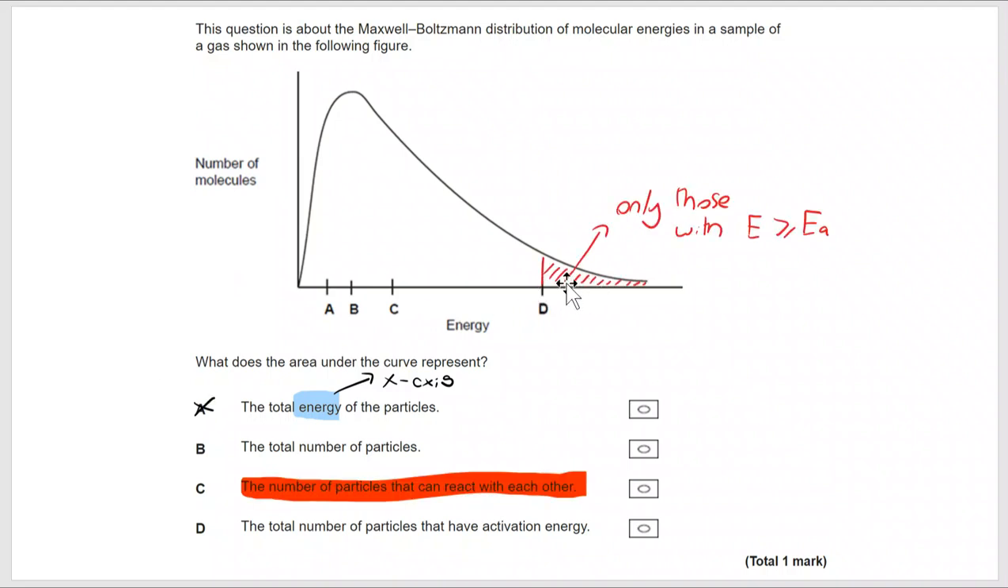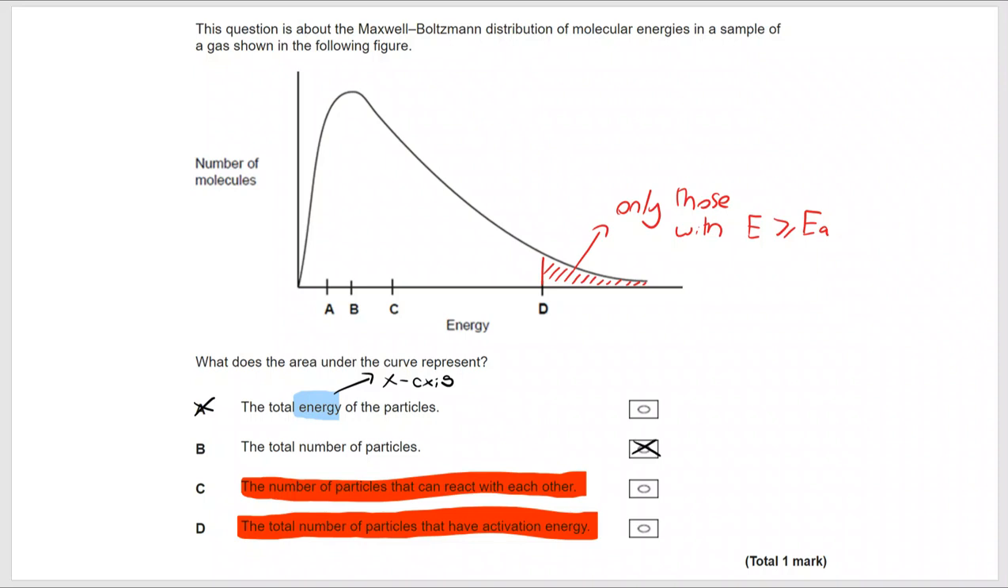No. If we do add the activation energy in, only a very small number of particles have collisions that result in a reaction. So certainly the area under the curve doesn't represent that. And that's also disregarding D, the total number of particles that have the activation energy. Again, it's only this small number at the right.